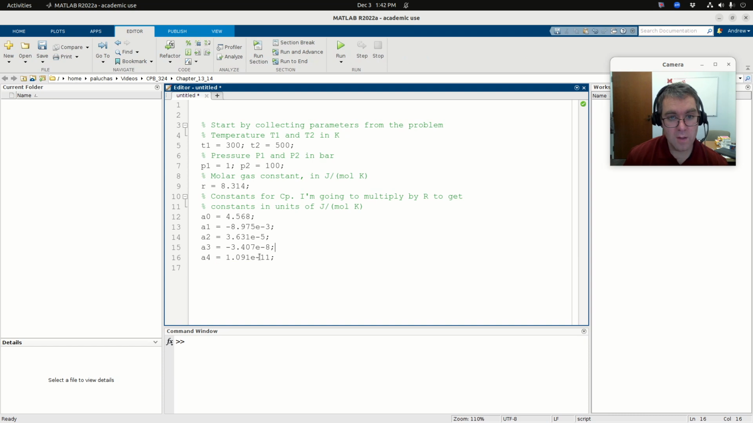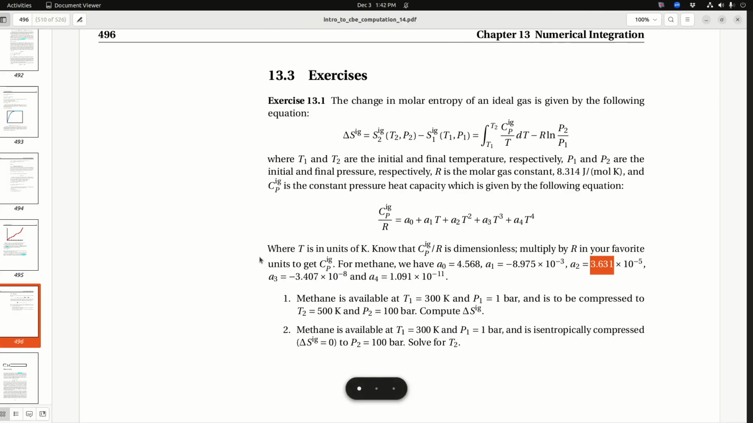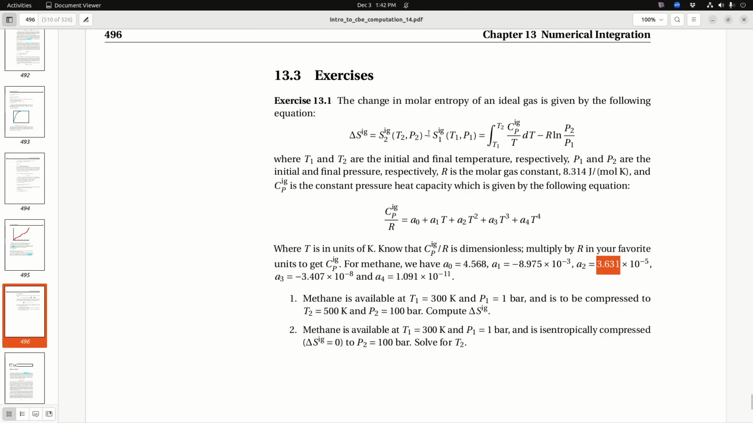Okay. Then I'm going to take all of these and multiply by R, so that I don't forget and leave them in dimensionless form. Okay, great. All right, and that should be everything I need.